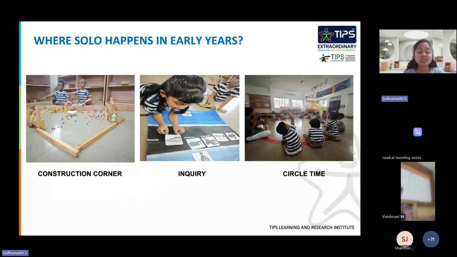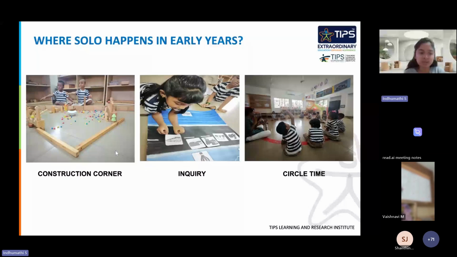Solo is not something new. Solo is already happening in all our daily classes. Children naturally exhibit these solo levels during our daily learning routines, during the construction corner, inquiry, circle time, math, and literacy. So, how do they exhibit? Let us take an example of the construction corner.